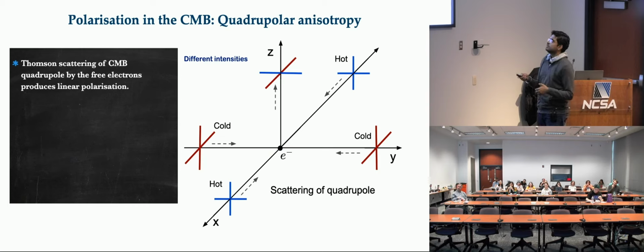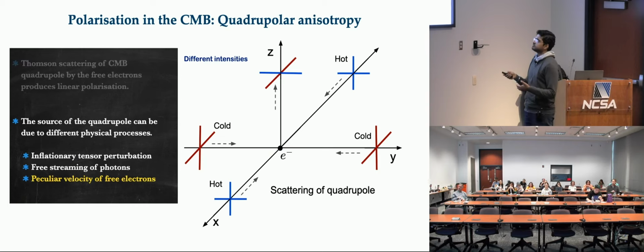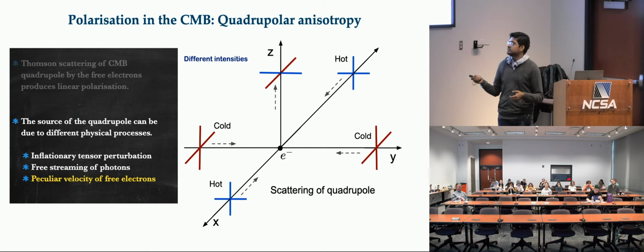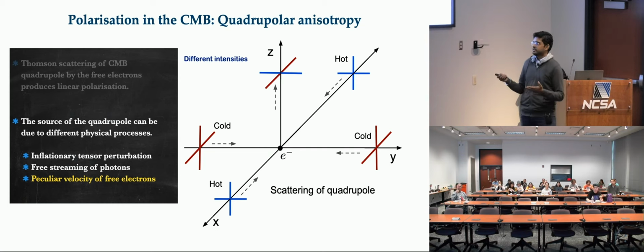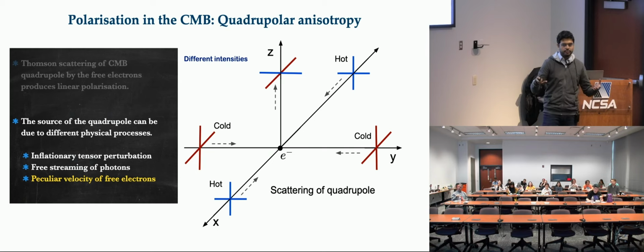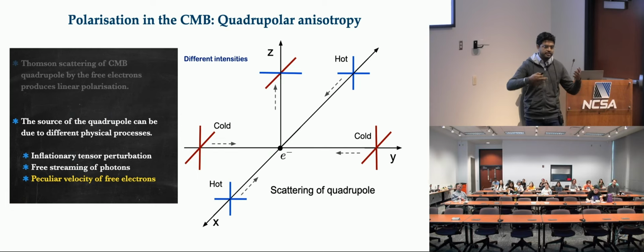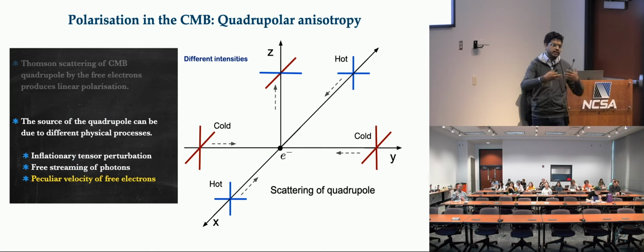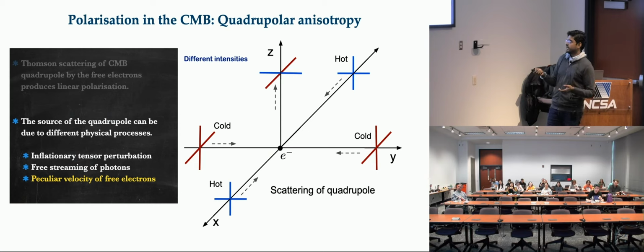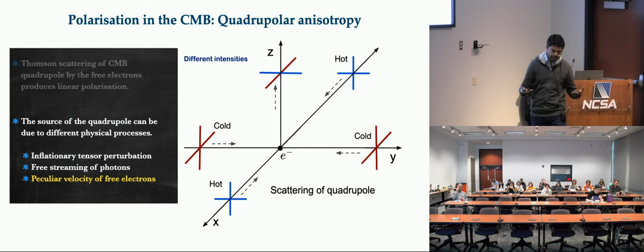Now the question arises: what are the sources of this quadrupole? There can be different sources. One is inflationary gravitational waves, which can generate tensor perturbations, and that generates this quadrupolar anisotropy, which leads to polarization. The second is the free streaming of photons itself, which can transfer power to the quadrupole from lower modes. That is how you get these E modes and B modes at the time of reionization, which you call the reionization bump. And lastly, which I will be talking mostly about today, is that you can also generate this quadrupole anisotropy from the peculiar velocity of electrons itself.